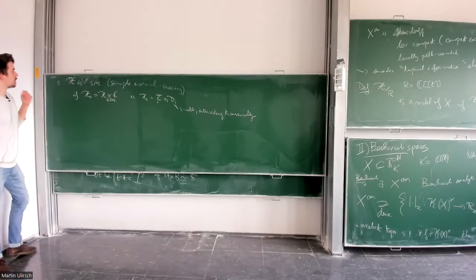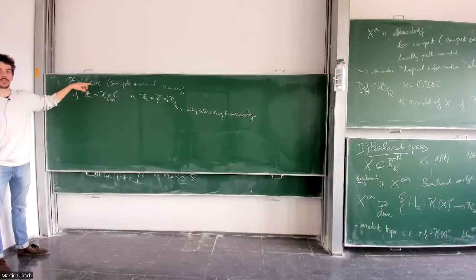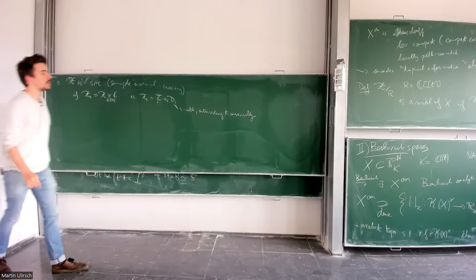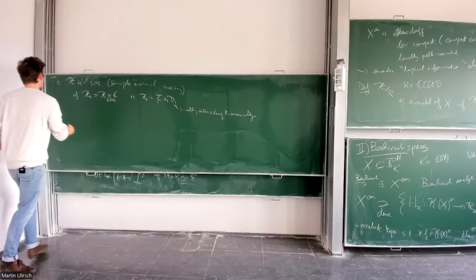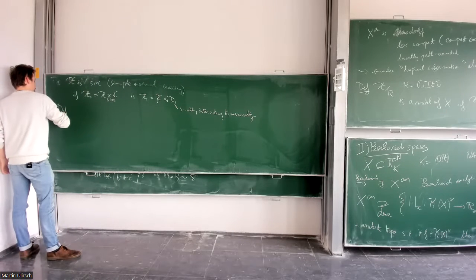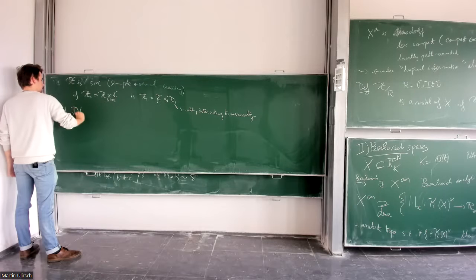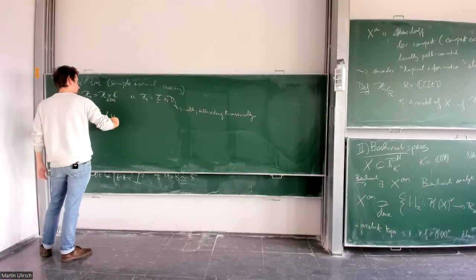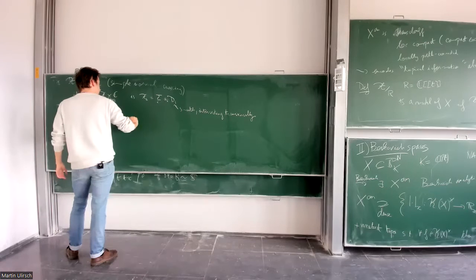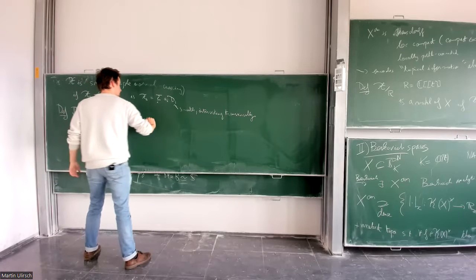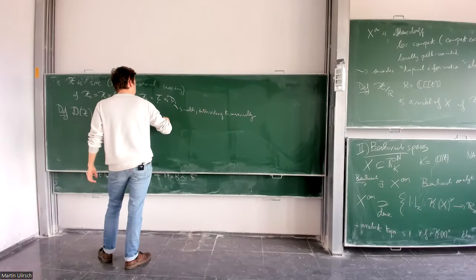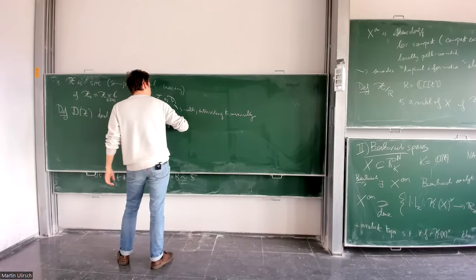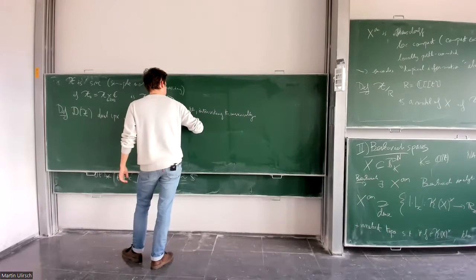So the upshot of this is that if I have such an SNC model, I can associate to it a combinatorial object, which is going to be the following thing. I'm going to write this D of curly X. This is the dual complex. So this is a cell complex encoding how the D_i intersect each other.